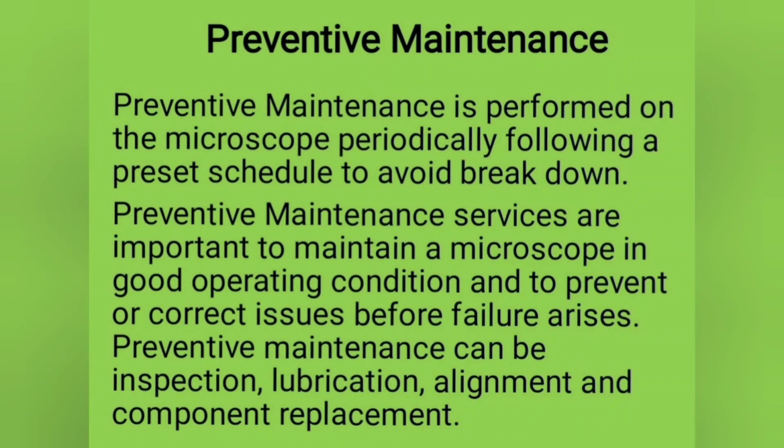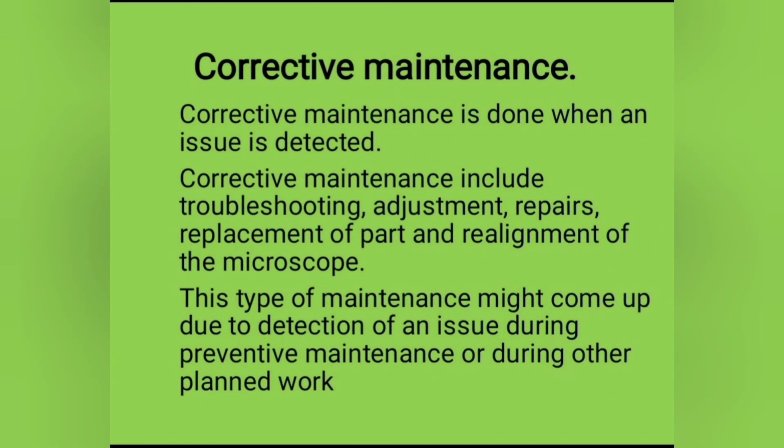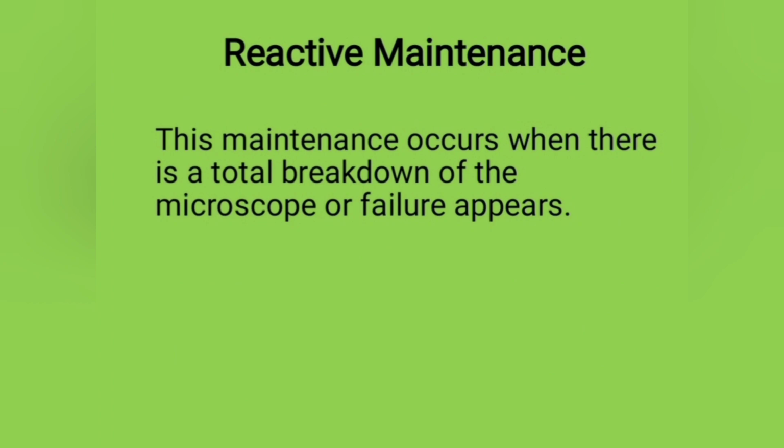The next is corrective maintenance. This is done when an issue is detected. Corrective maintenance includes troubleshooting, adjustments, replacements of parts, and the realignment of the microscope. This type of maintenance might come up due to detection of an issue during preventive maintenance or during other planned work. Reactive maintenance occurs when there is a total breakdown of the microscope or failure appears.